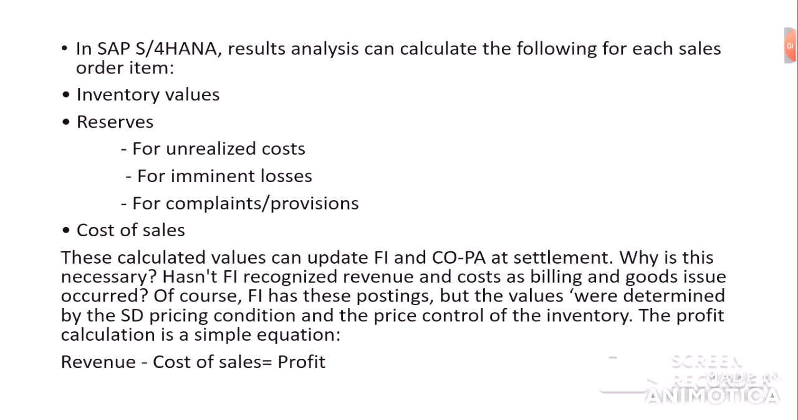Why is this necessary? Hasn't FI recognized revenue and costs as billing and goods issue occurred? Of course, FI has these postings, but the values were determined by the SD pricing condition and the price control of the inventory. The profit calculation is a simple equation: revenue minus cost of sales equals profit.